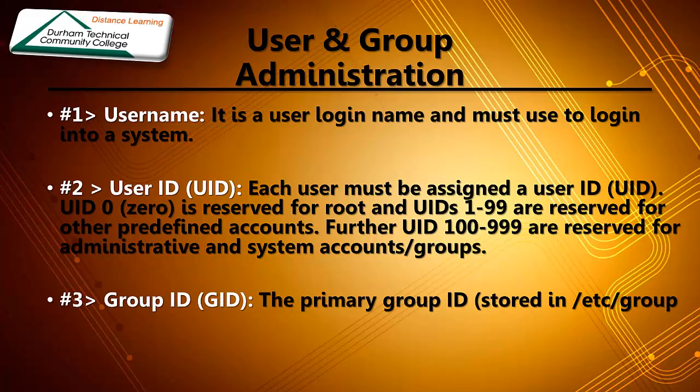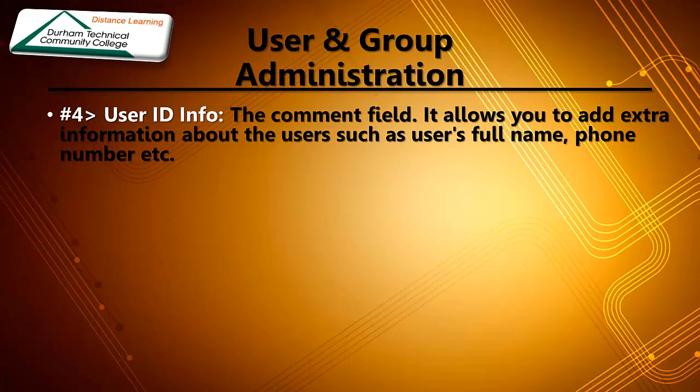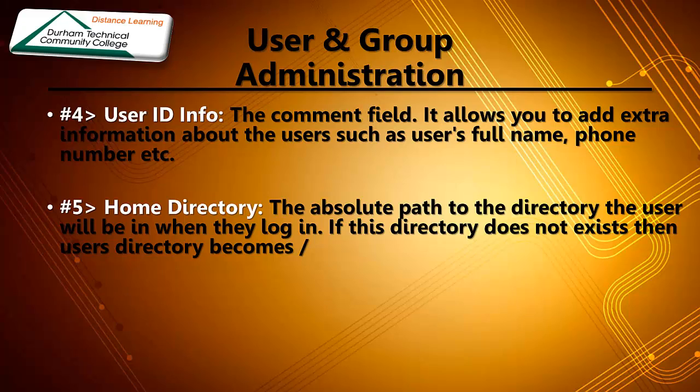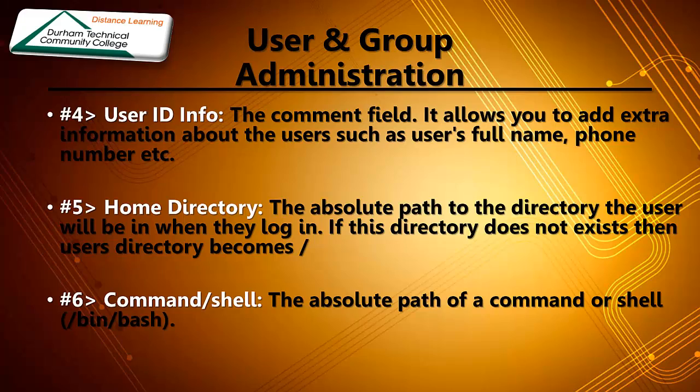Group ID, GID, is the primary group ID, which is stored in the /etc/group file. User ID info: in this field, users can put their information such as full name and phone number. The home directory is the absolute path to the directory the user will be in when they log in. If the directory does not exist, then the user directory becomes slash. Command/shell is the absolute path of a command or shell.